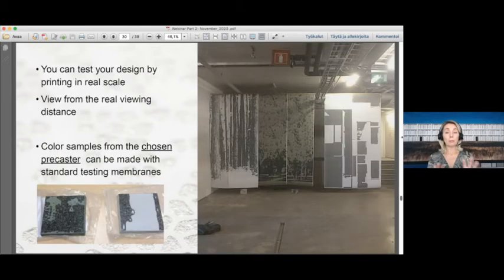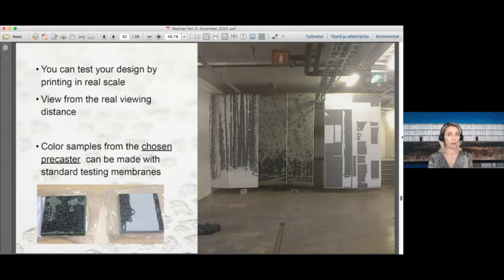You can test your design by printing. You don't need to cast a slab of every little option you have. It would be really expensive to make a membrane, ship the membrane, make the panel, and have you review it for every little change you make. So print it or plot it in scale, step back and take a look. It's going to give you a very accurate picture of what you're doing.